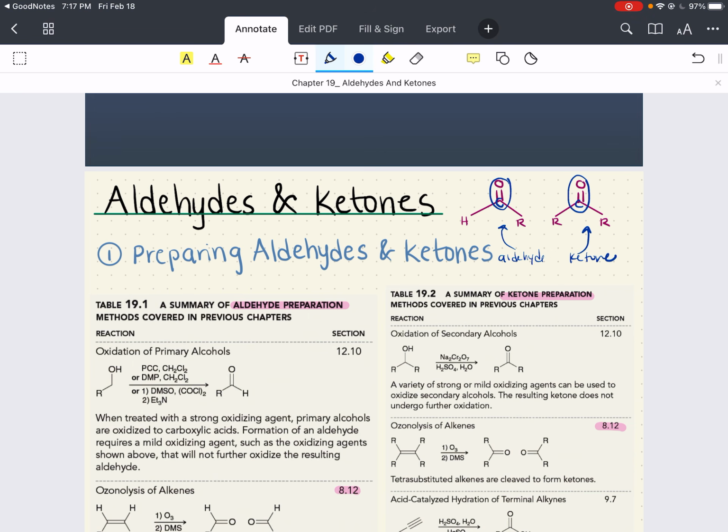The difference really is that the carbonyl group of an aldehyde has a hydrogen flanked on it, while the ketone's carbonyl group has two variable groups, two carbon atoms, on both sides.